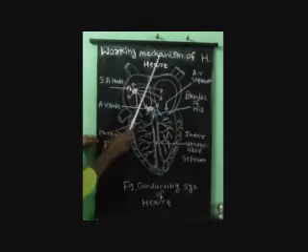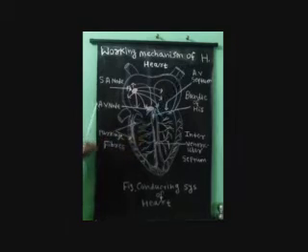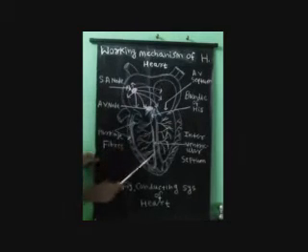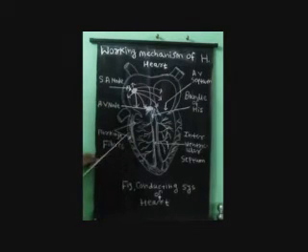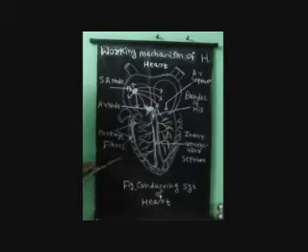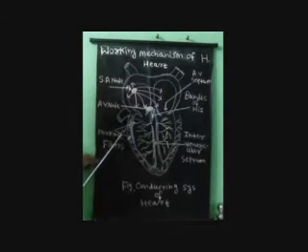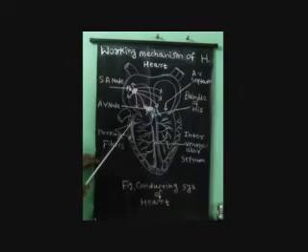Next point, working mechanism of human heart. Human heart alternately contracts and relaxes. Contraction of the human heart is known as systole, while relaxation of the human heart is known as diastole.